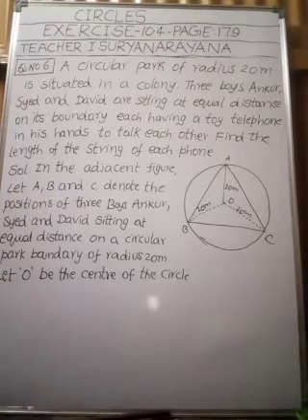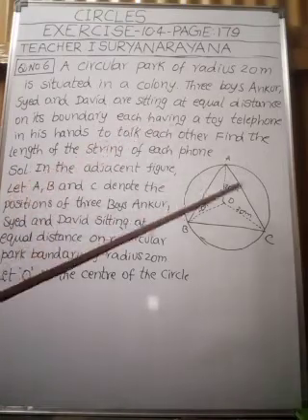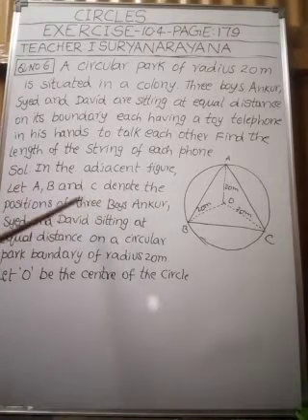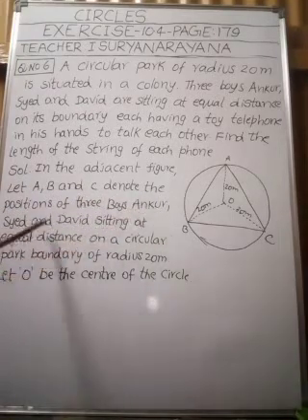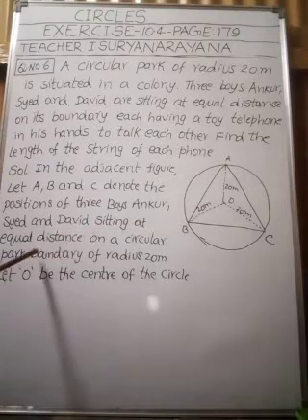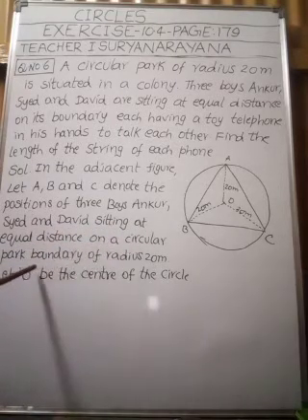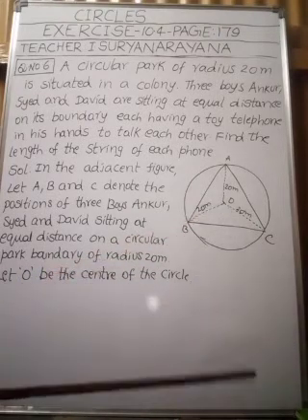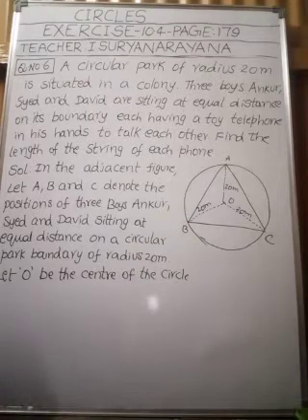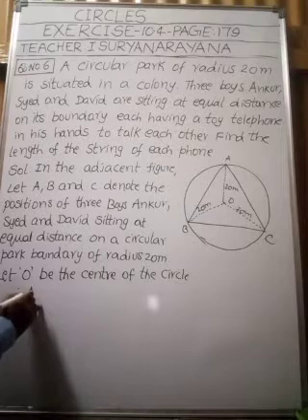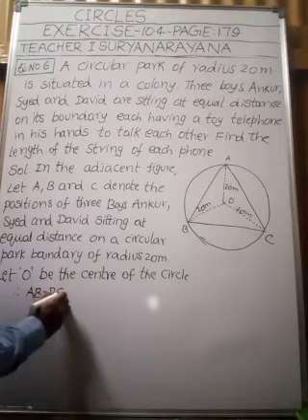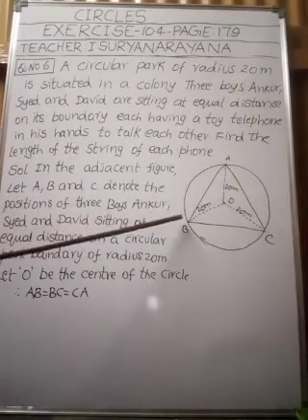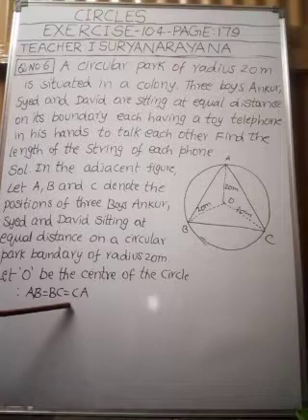Here given. So come to the solution part. I have drawn a rough diagram for the given data. In the adjacent figure, let A, B and C denote the positions of three boys, Ankur, Syed and David, sitting at equal distance on a circular park boundary of radius 20 meters. Let O be the center of the circle. Okay, my children, understood this point? Right. Therefore, AB is equal to BC is equal to CA. We have to find the length of the line segment AB, each equal to BC and CA.